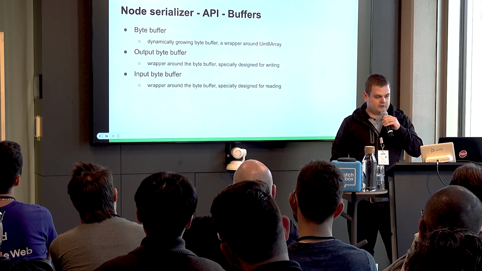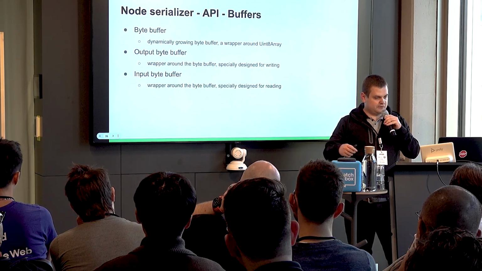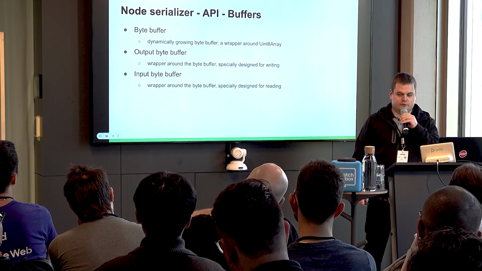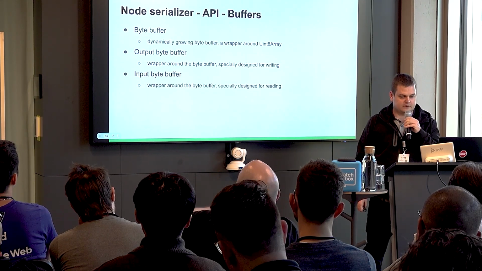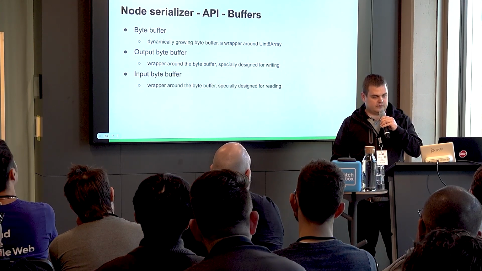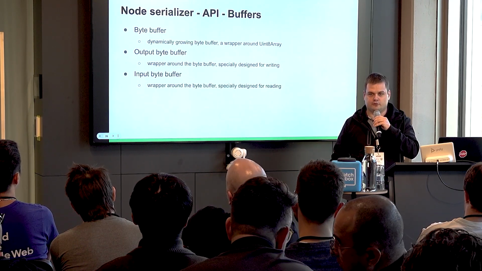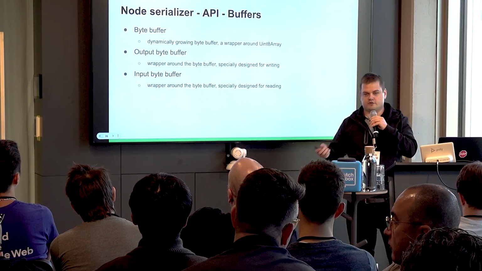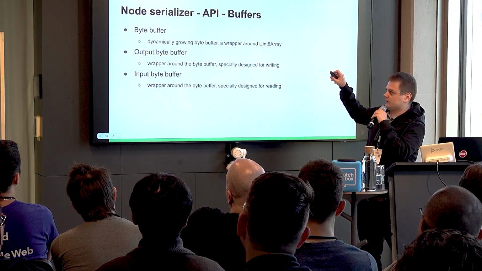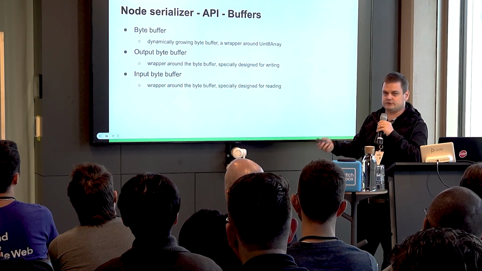But we have two helpers, output byte buffer and input byte buffer, which are wrappers around the byte buffer, each containing an internal cursor to keep track of the current position in read or write operations. They also have helper functions, for example, writing integers, writing floats, writing strings, reading strings, because the byte buffer is just a byte-level thing. But the output byte buffer and input byte buffer have helper methods for every data structure they need.